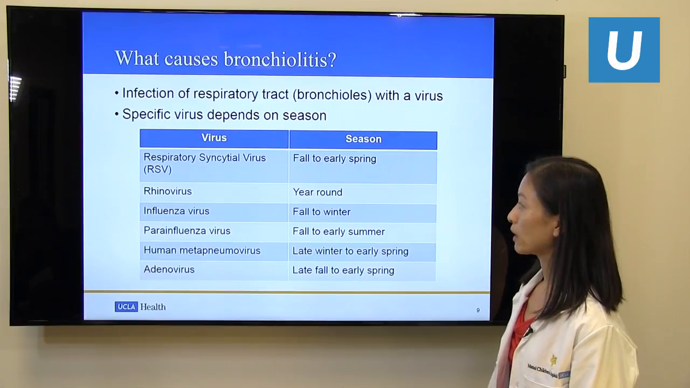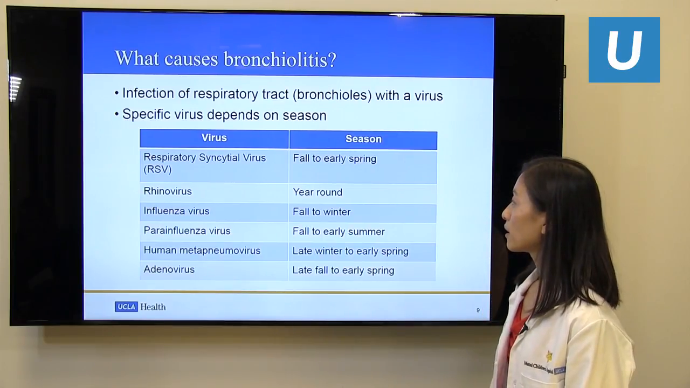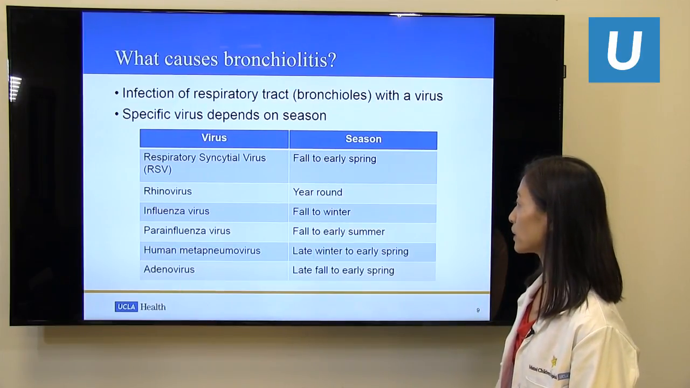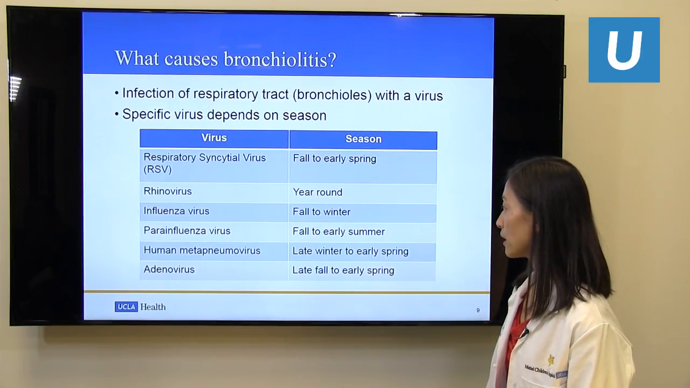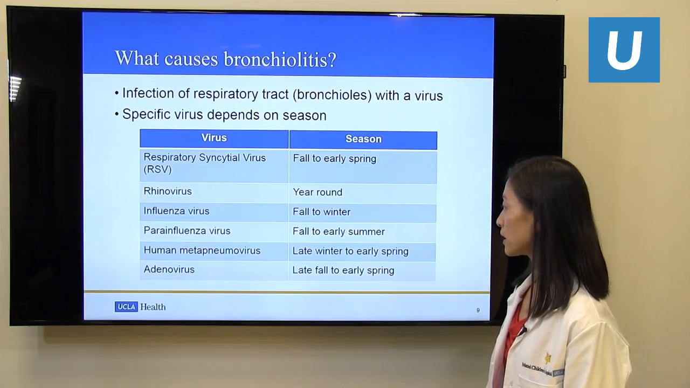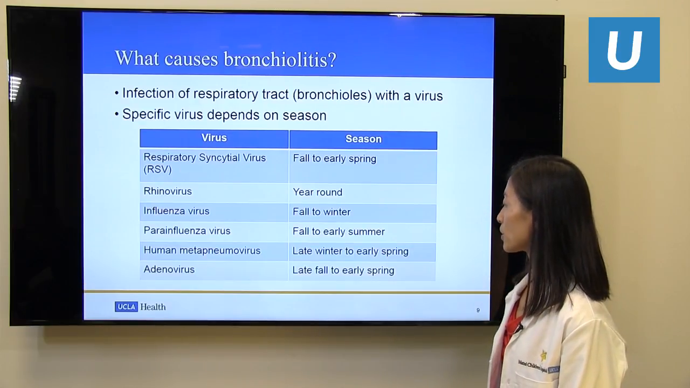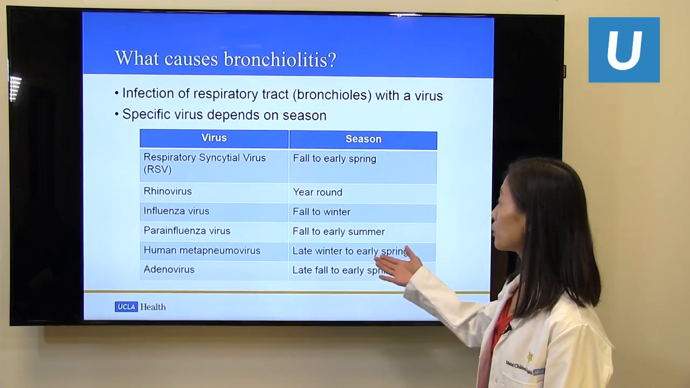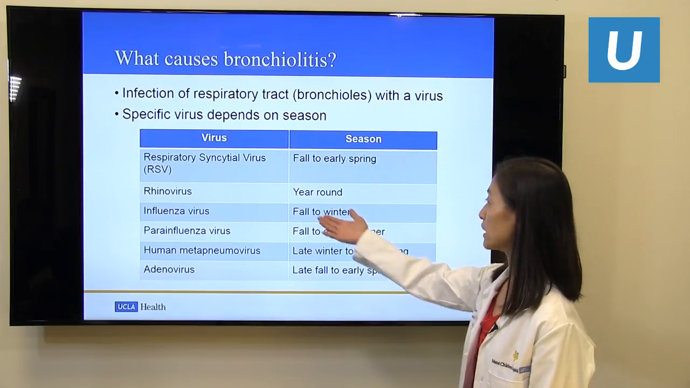The second most common cause of bronchiolitis is called rhinovirus, and that can occur year-round. Influenza virus, also known as the flu, can also cause bronchiolitis, and we see that more commonly in the fall to winter. Parainfluenza virus is normally seen from the fall to early summer. Human metapneumovirus is normally seen late winter to early spring, and adenovirus is usually late fall to early spring. And as you can see, typically the season for bronchiolitis is between fall to winter, but you can also see it year-round.